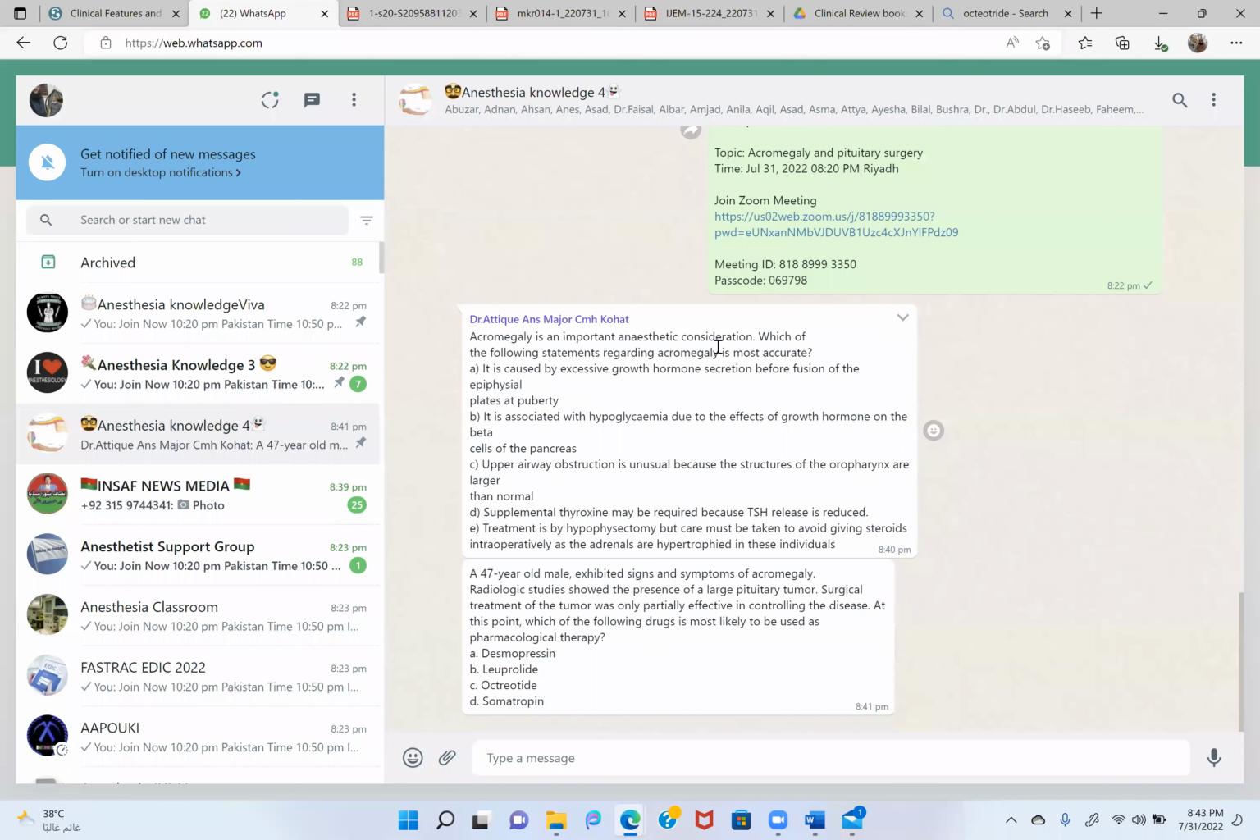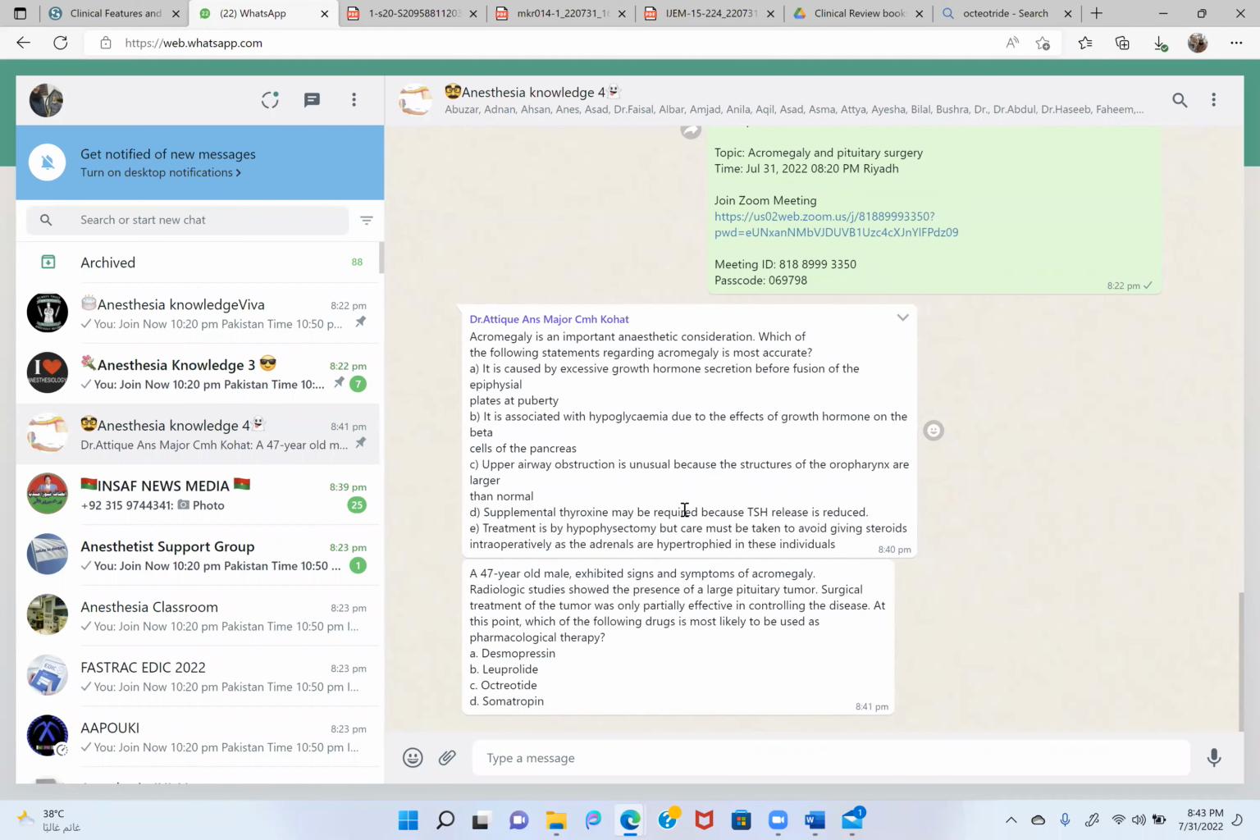Acromegaly is an important anesthetic consideration. Which of the following statements regarding acromegaly is most accurate? It is caused by excessive growth hormone secretion before fusion of the epiphyses? No, after. It is associated with hypoglycemia? No, it is associated with hyperglycemia. Upper airway obstruction is unusual? No, upper airway obstruction is common. Supplemental thyroxine may be required because TSH level is reduced. This is one thing, and treatment is hypophysectomy, but care must be taken to avoid giving steroids intraoperatively as the adrenals are hypertrophied in these individuals.